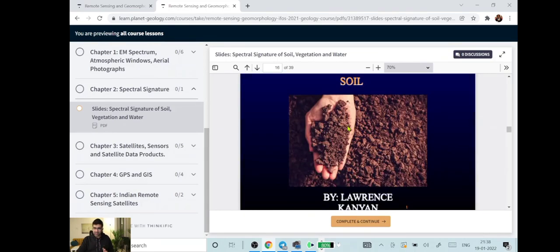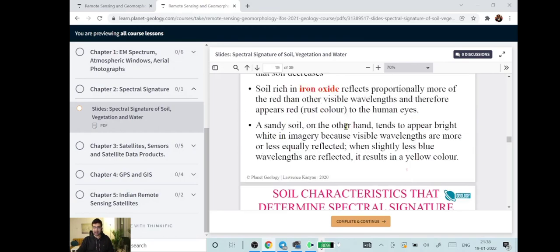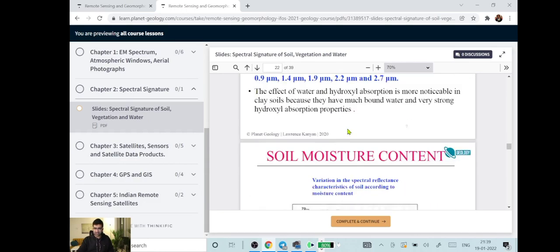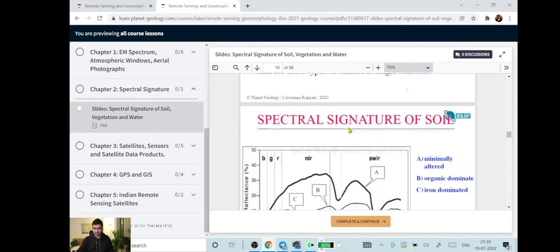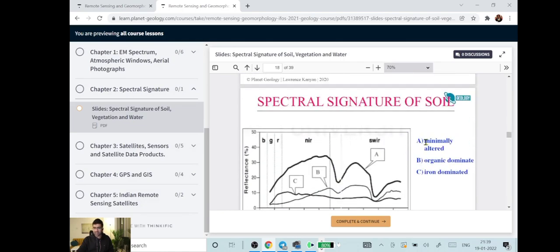Then there is soil. Soil appears brownish in color a little bit. If iron oxide is there, it will appear reddish in color. If organic content is there, it will be black in color. Or if it is derived from basalt, that will also impart a black color to soil. This is what you have to study in here. For the overall spectral signature, you also have to study this. For example, this is the spectral signature of soil, of different kinds of soil. This is minimally altered soil.